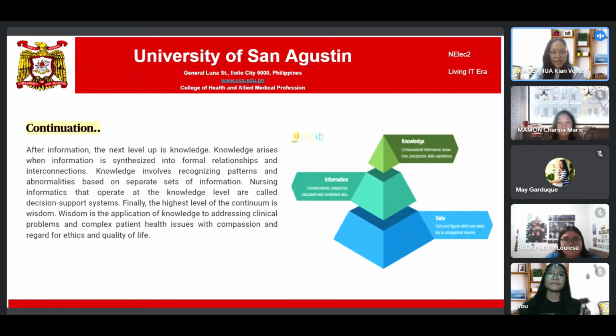The nurse then takes this information, refers to the patient's electronic health record, and discovers that the patient has a family history of diabetes. This data, added to the information from the blood tests, allows the nurse to determine that the patient has type 2 diabetes. The diagnosis is knowledge.